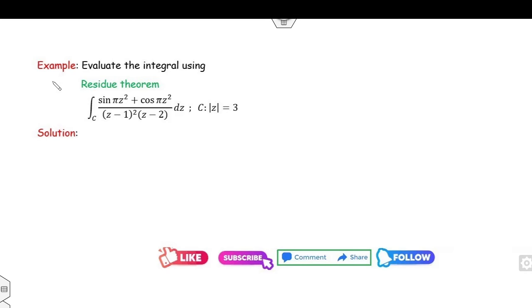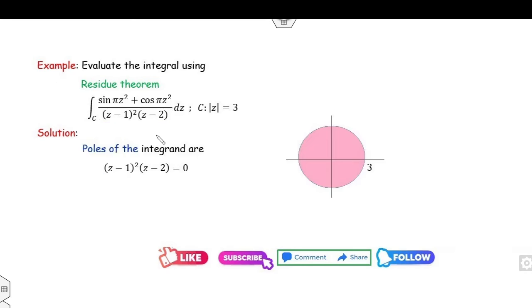Look at the next one. This is a very, very important question. Many times in the examination, this question will be asked. Look at that. My curve is a circle. And the function is f(z). Start with the poles. Can you find the poles? The first is 1, and 1 is a double pole. And corresponding to the second term, z equal to 2 is a simple pole. Both poles, z equal to 1 and z equal to 2, lie inside the region.